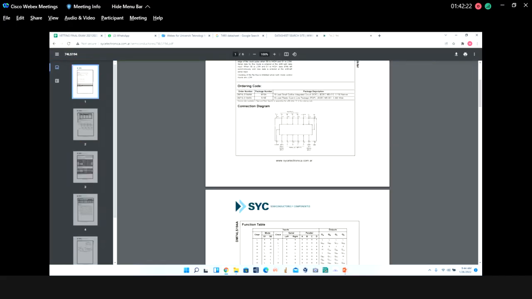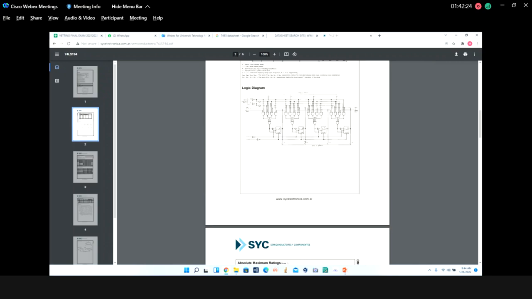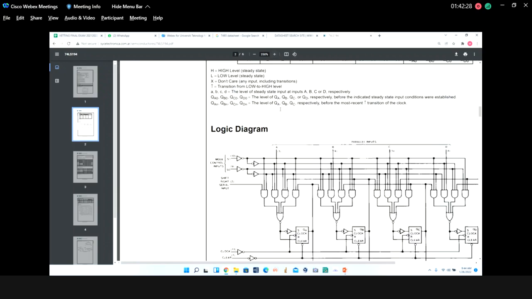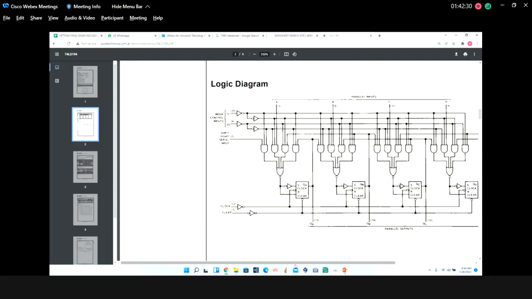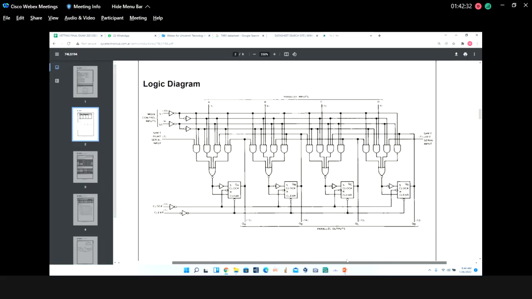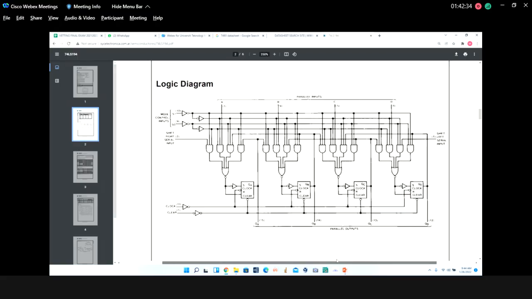Okay, this is the IC. So let's see what is the logic diagram. It uses what we call an RS flip-flop. In this one, the IC uses RS flip-flops combined with AND, OR, and also we have a NOT gate. So this is the logic diagram of the IC.